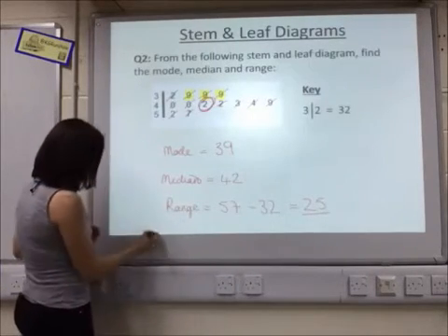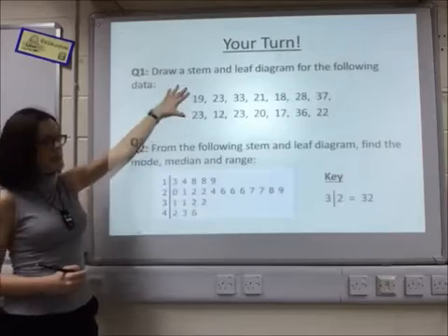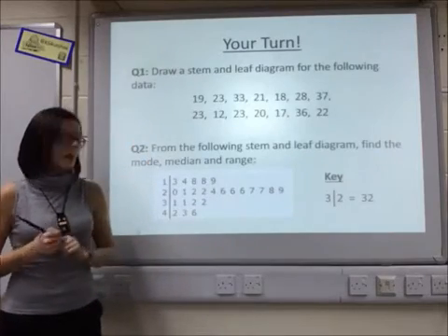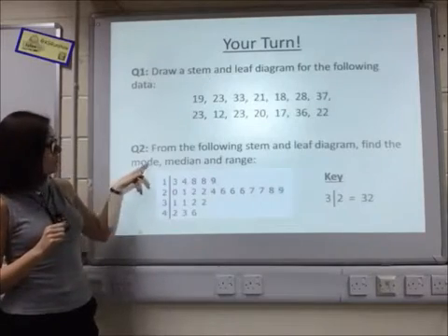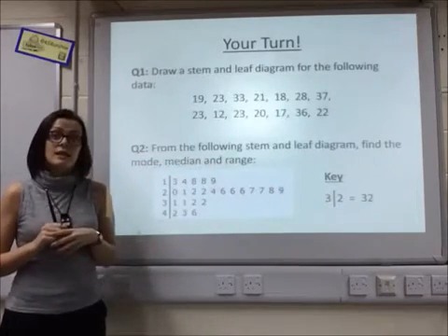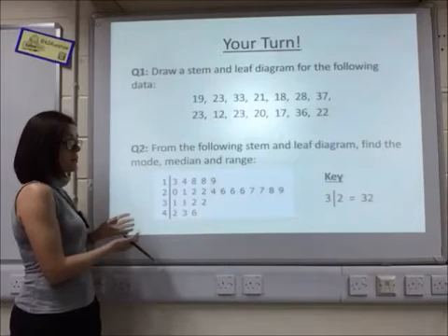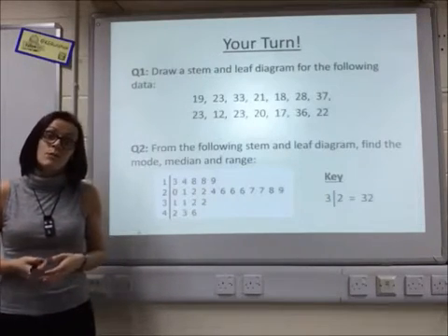So now you've seen that, it's your turn. Here's some data. You draw yourself a stem and leaf diagram. Here's a stem and leaf diagram. You work out the mode, the median and the range, just like I just did. Press pause, give it a try, and when you want the answers, press play again.